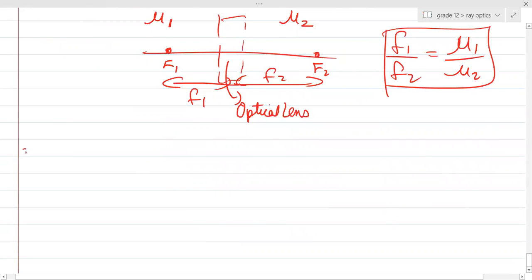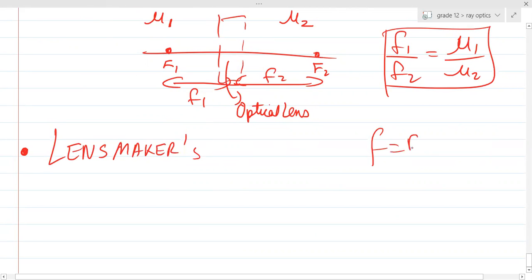So I told you some points about these. Lens maker's formula: please remember, in a lens, f equals R by 2 is not valid. Your 10th grade teacher might have taught you like this, but no. In the case of a lens, f equals R by 2 is not valid.